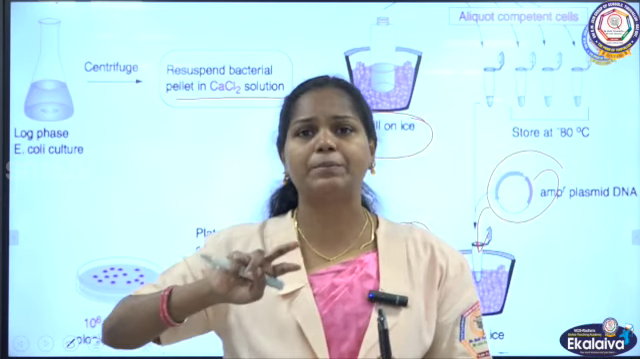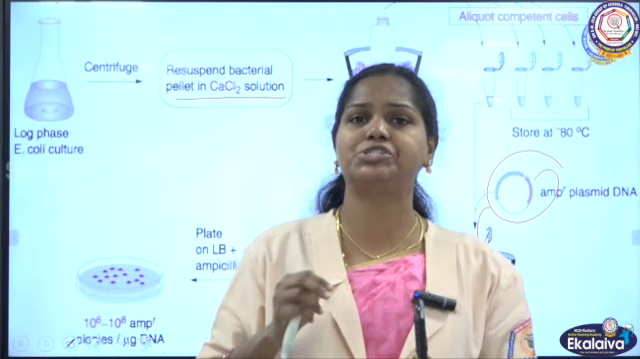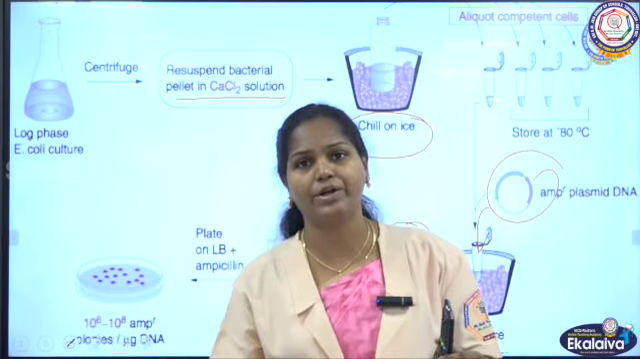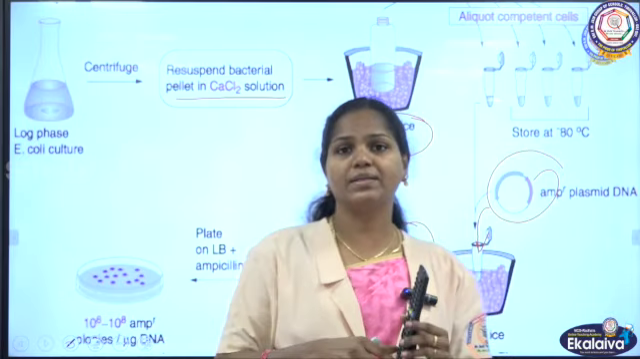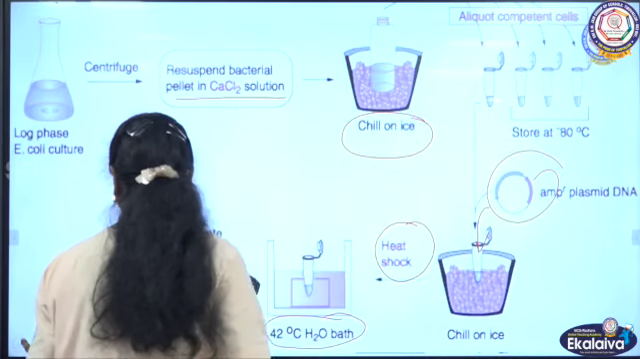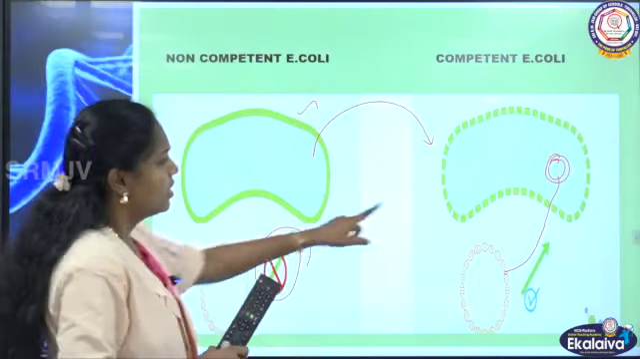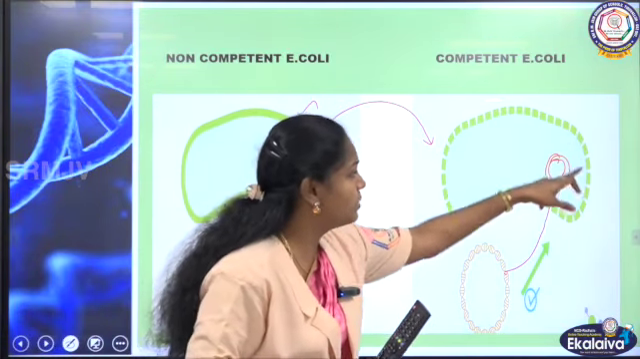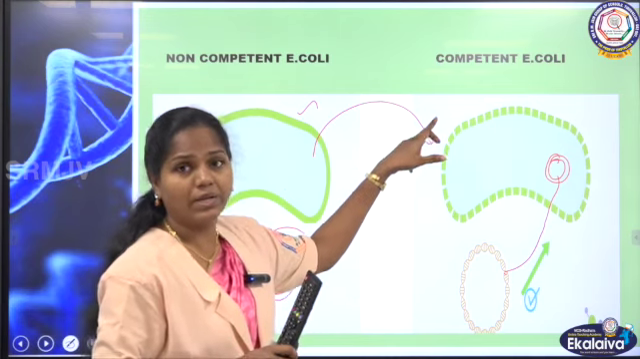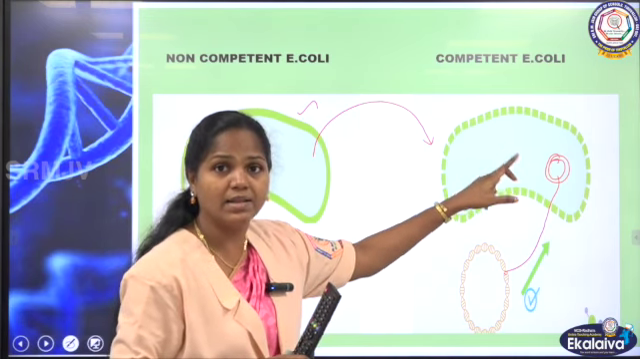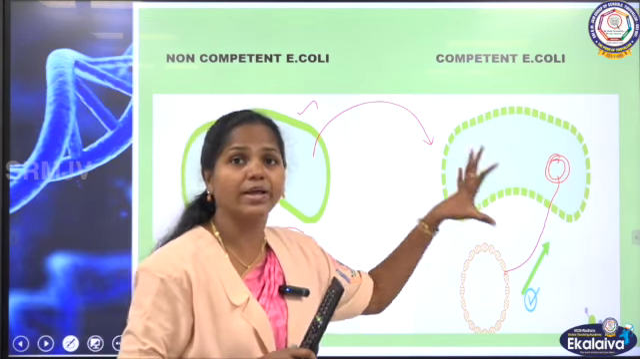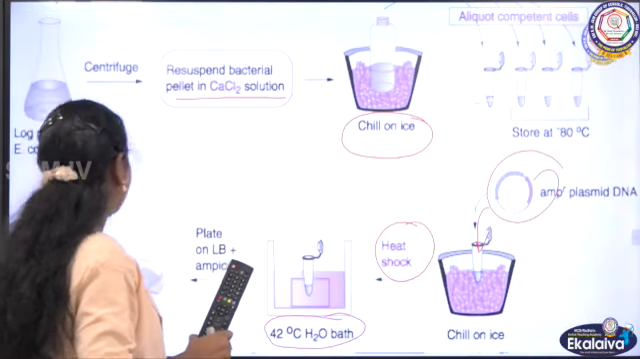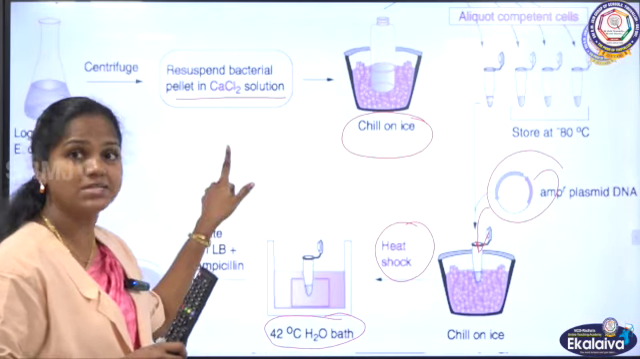They will keep on repeating this incubation a few times, from lower temperature to higher temperature, and from higher temperature back to lower temperature. When they do this, it allows our bacterial cell to take the rDNA. Some pores are created on the outer cell membrane of the E. coli, and that E. coli so comfortably takes our rDNA. So this is our first method, that is chemical treatment.